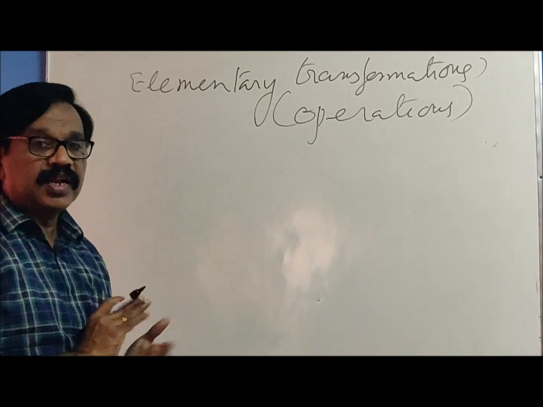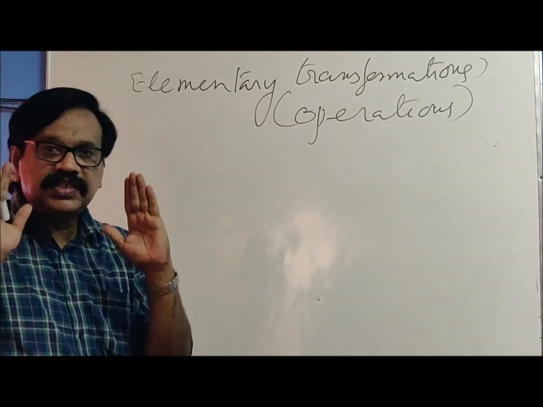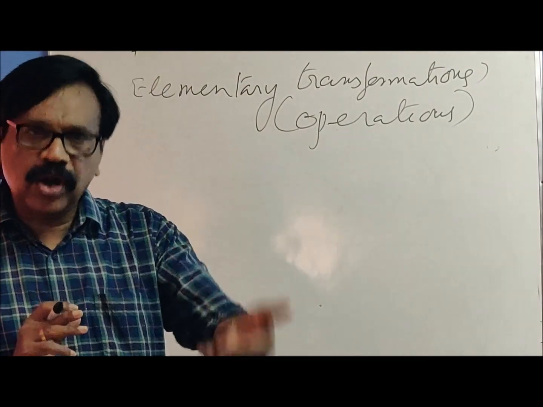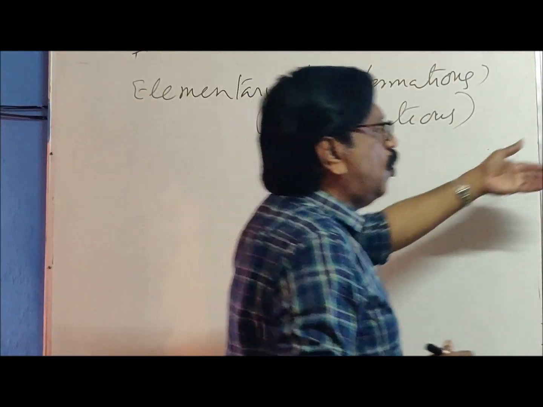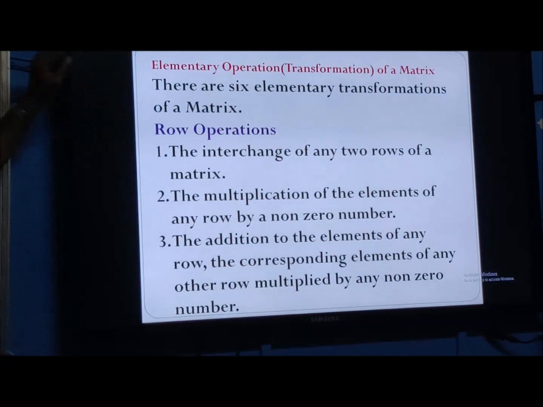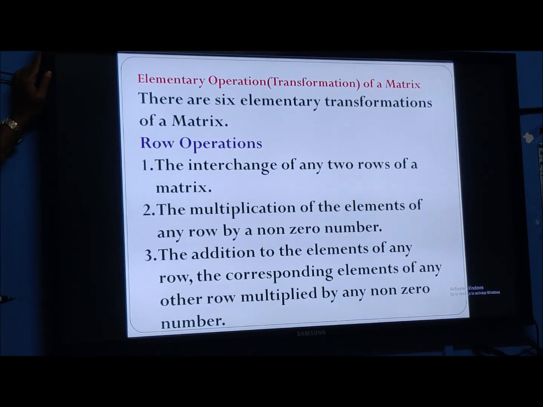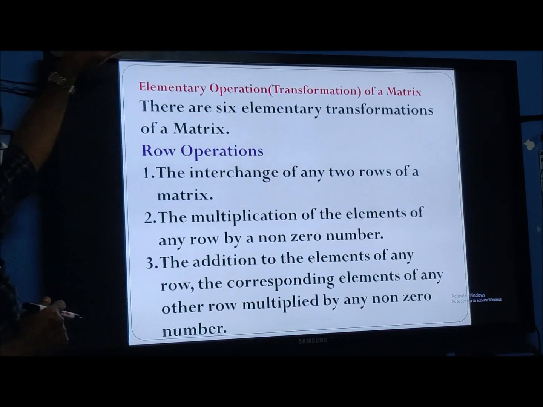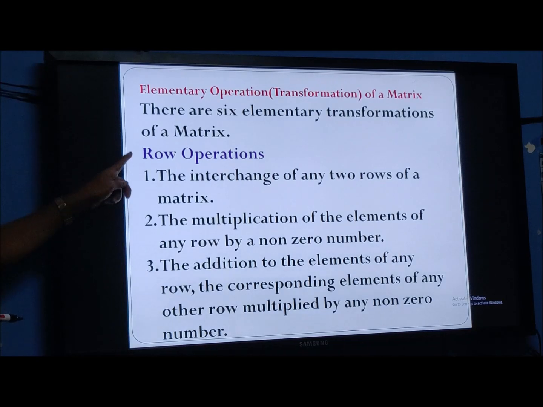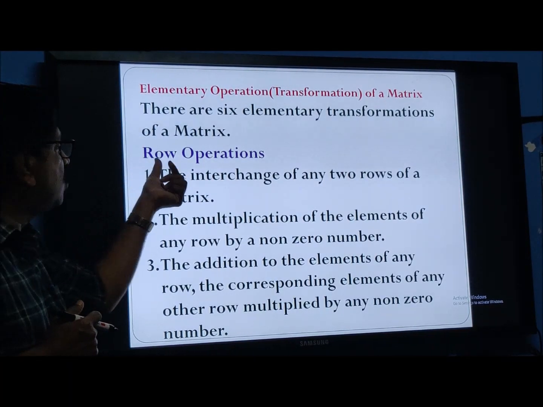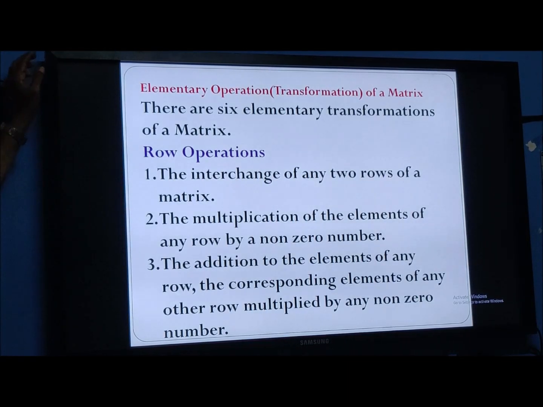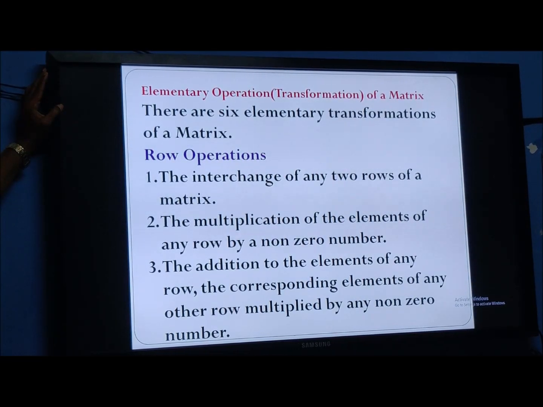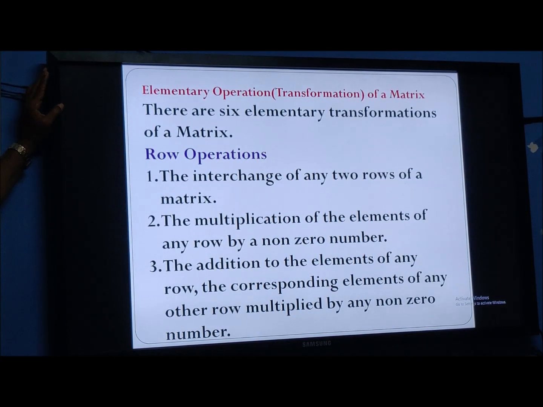First, we will see what the elementary transformations are. There are 6 elementary transformations: 3 are for rows and 3 are for columns. Transformations can be read as operations also. First we take only row operations. The first one is the interchange of any 2 rows of a matrix.